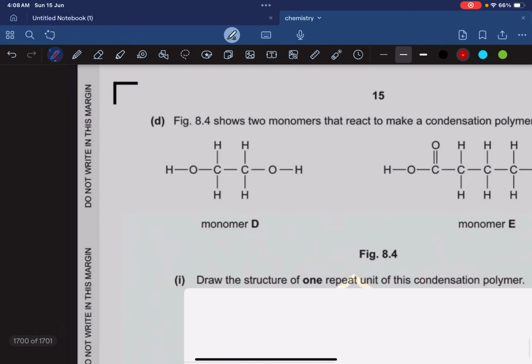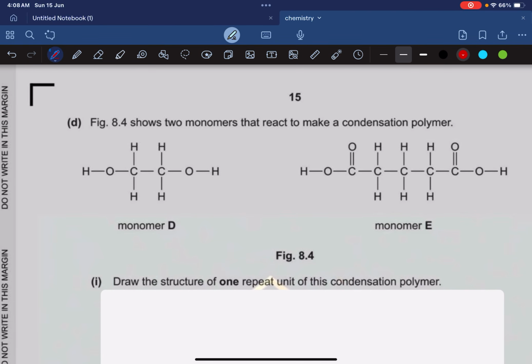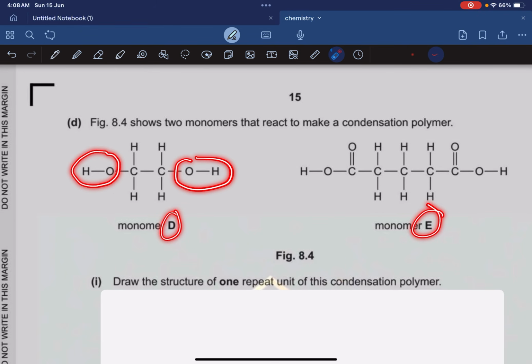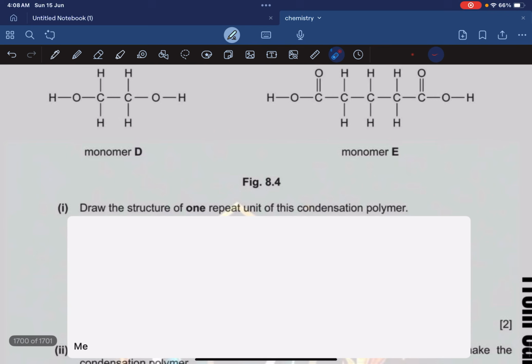Okay. Now, figure 8.4 shows 2 monomers that react to make a condensation polymer. You have monomer D, you have monomer E. This is a diol because it has 2 alcohol functional groups. This is a dicarboxylic acid because it has 2 carboxylic functional groups. Draw the structure of 1 repeat unit of this condensation polymer. I just have to draw 1 repeat unit.